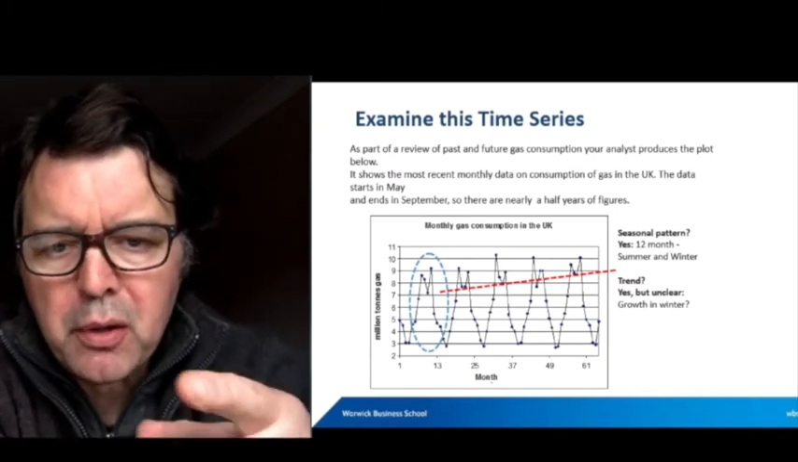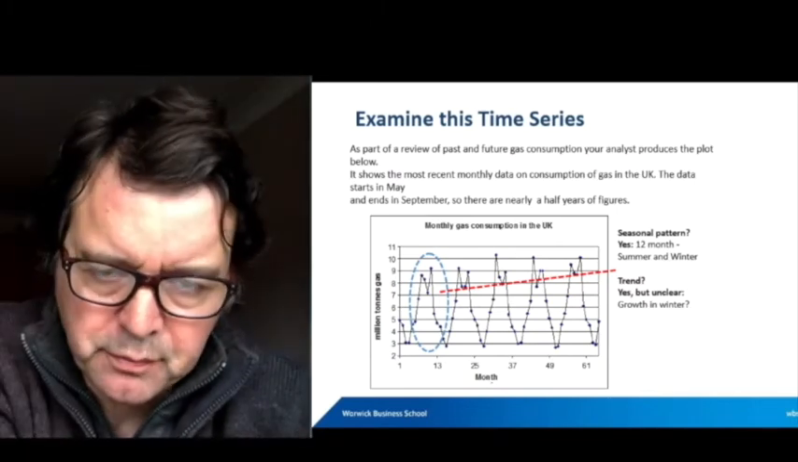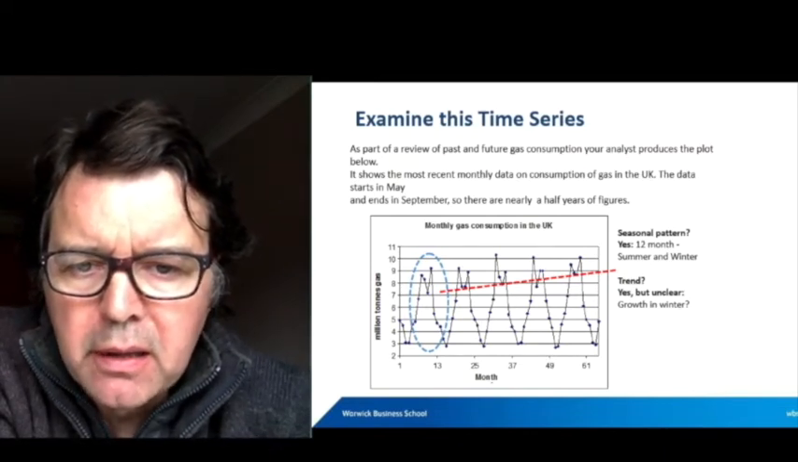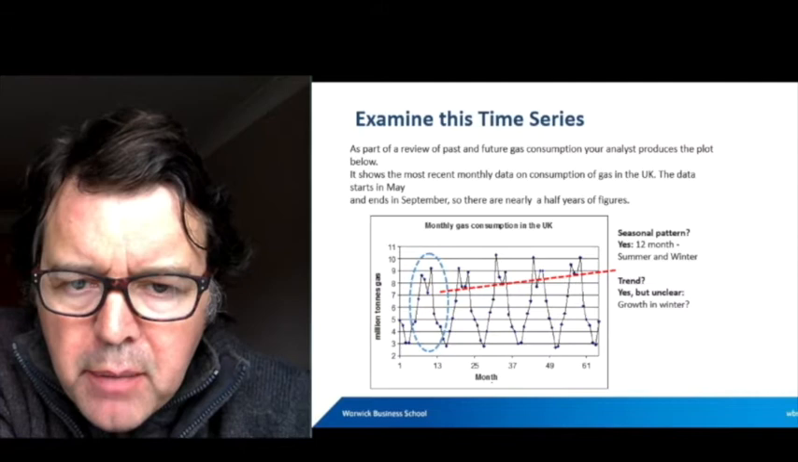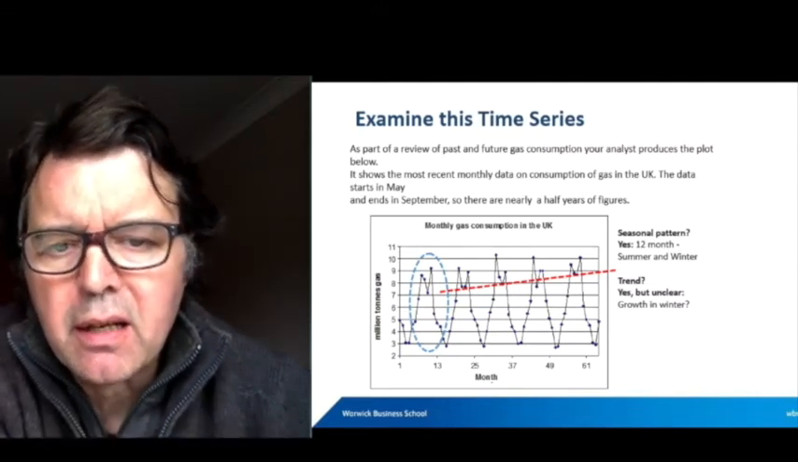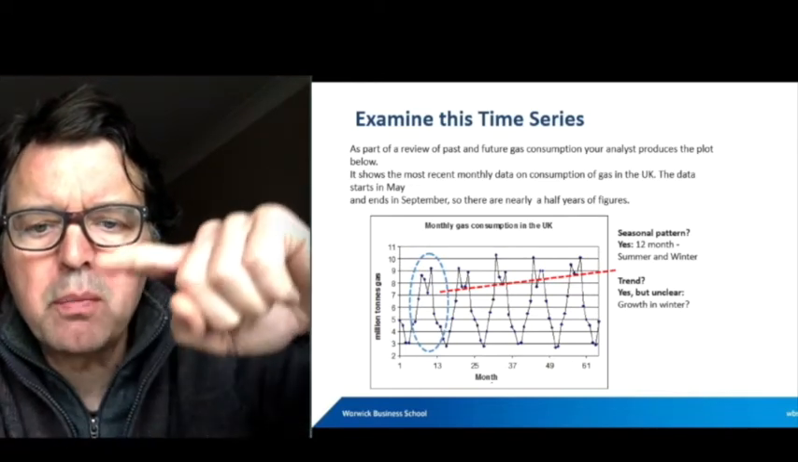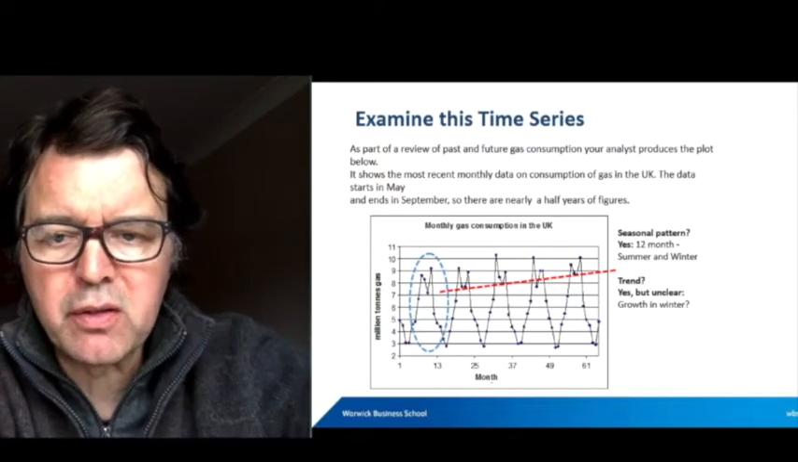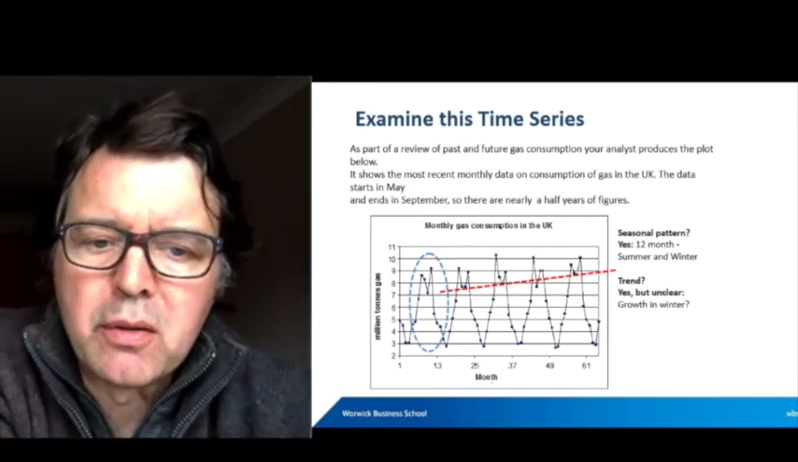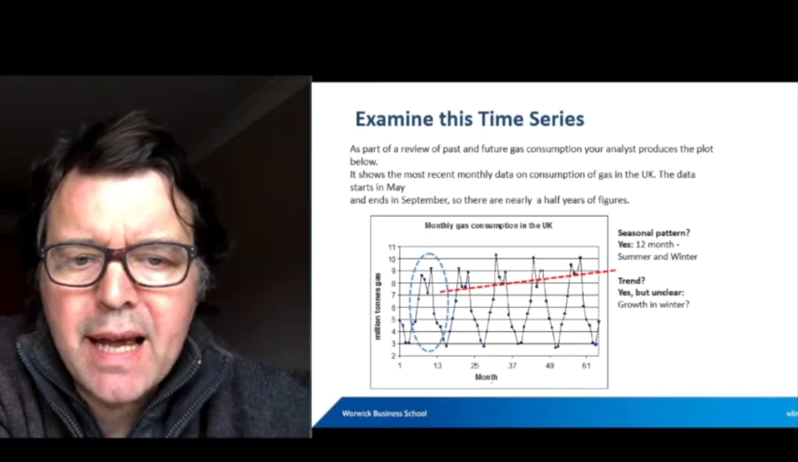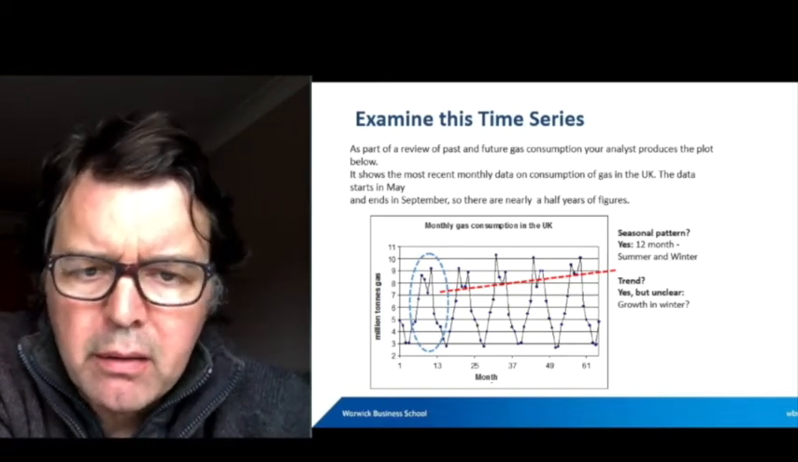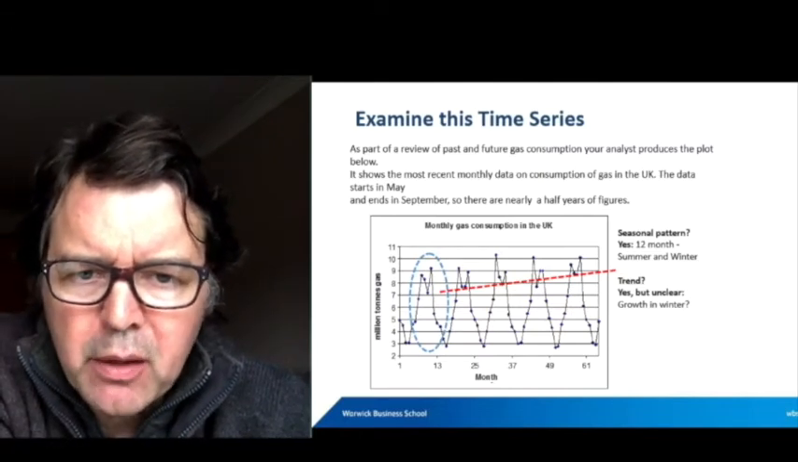I've put a blue circle around one year of data, which starts around September, and you can see that the gas consumption goes up for the winter months, and then comes down for the summer months and goes up for the winter months. So is there seasonality? Yes, absolutely. Now, what about a trend? Well, that's a little bit unclear, I think.